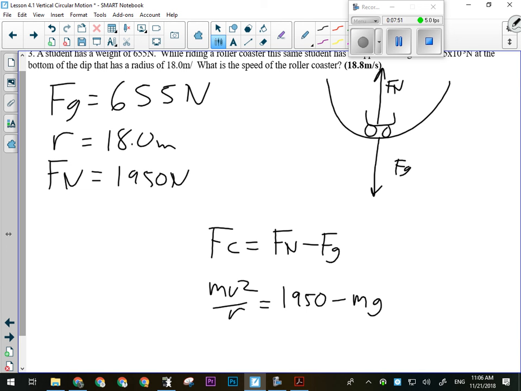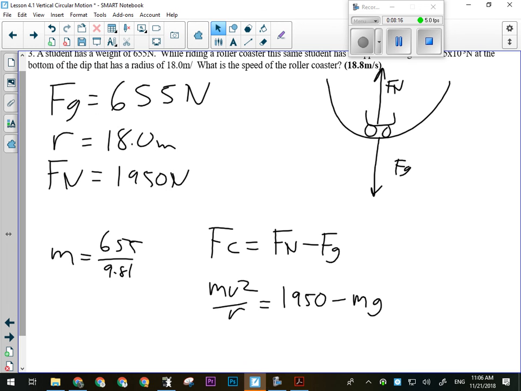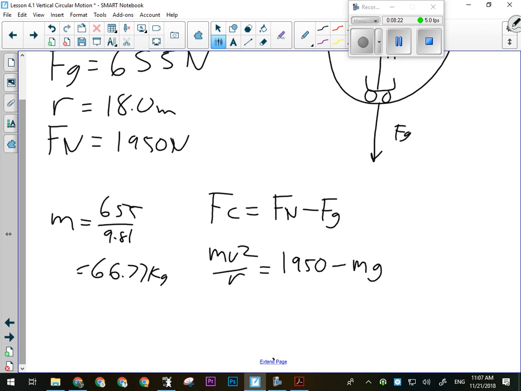So I don't have m. Can I find it? Sure I can, because I know what their weight is. If I know their weight, I can find their mass simply by going 655 divided by 9.81. It's a number I'm going to need for the question, so we'll just calculate it real quick. So 66.77 kilograms. Now we can manipulate and solve for v.